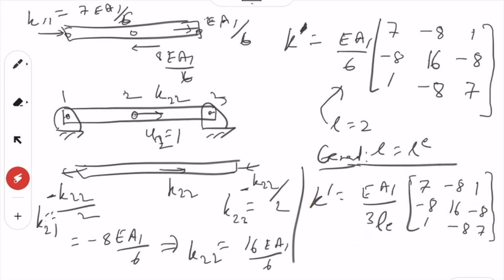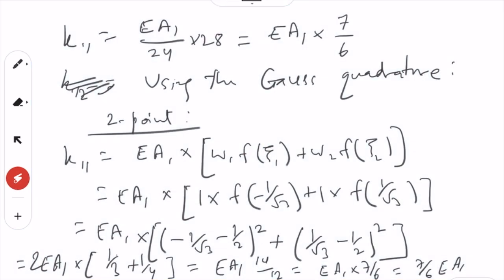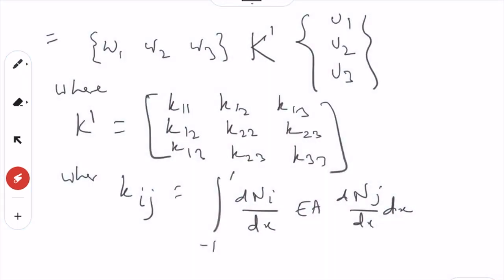So now that we have found the value of the K1 matrix, we can see which things are remaining. So we have this equation now. W1, W2, W3 are arbitrary. K1 we have found, U1, U2, U3 we have to find. U1 will be equal to 0, as given, because it is fixed.